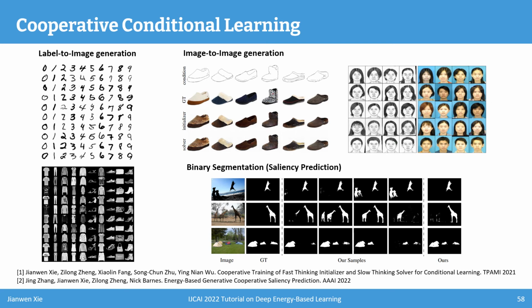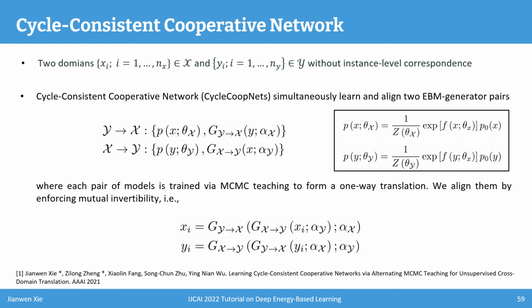The conditions can be one-hot label or image. Here are some examples of applying the conditional cooperative learning framework. The applications include label-to-image generation, image-to-image translation, and saliency object prediction. Now, I will introduce the cycle-consistent cooperative network for unsupervised image-to-image translation.